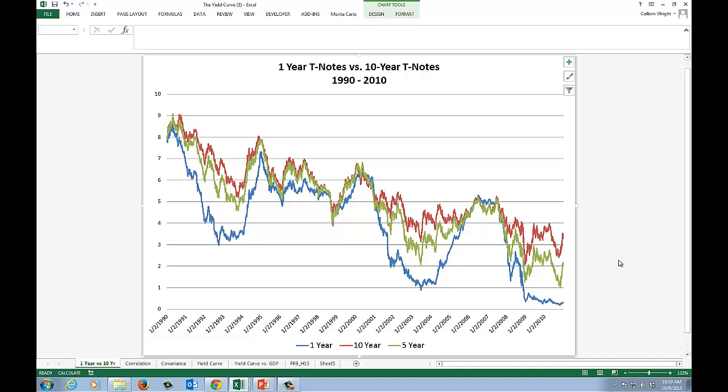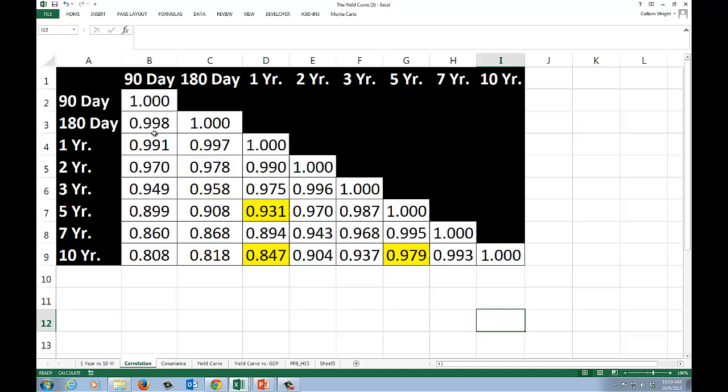Now, for those of you who are statistics junkies and you don't want to just rely on ocular analysis, I've also calculated the correlations. The correlations highlighted in yellow are what I showed you in this graph. So, for instance, you can see that the correlation between 1-year treasury yields and 5-year treasury yields is 0.931. The correlation between 1-year yields and 10-year yields is 0.847.